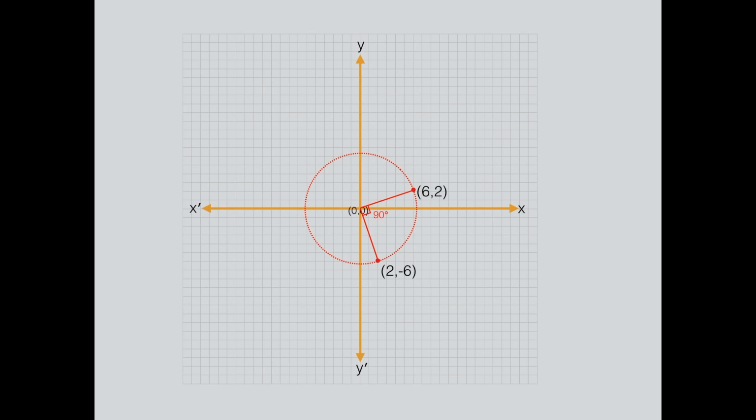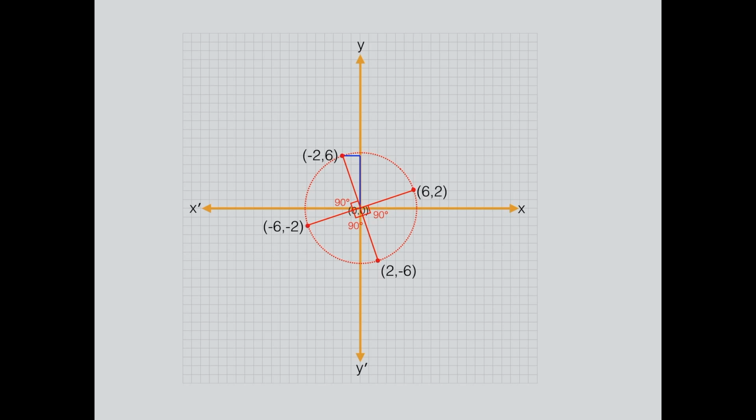But actually, let's continue this. Let's say we were to again draw this line and put a latch to 2, negative 6. Let's rotate this another 90 degrees clockwise. We get to negative 6, negative 2. Again, we can draw this line and see that we have a 90-degree rotation. And we can do this once more and we get to negative 2, 6. Again, we can draw this line and we see that's another 90 degrees. But this is 270 degrees, of course. We went from 6, 2, that's 90 degrees, then 180 degrees, then we rotated 270 degrees from 6, 2 to negative 2, 6 clockwise.